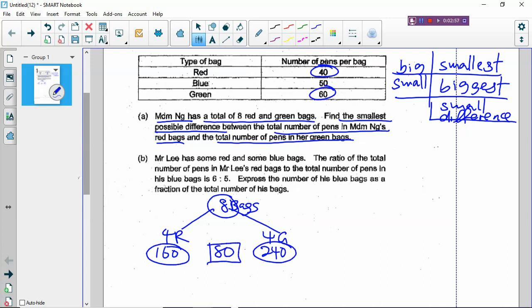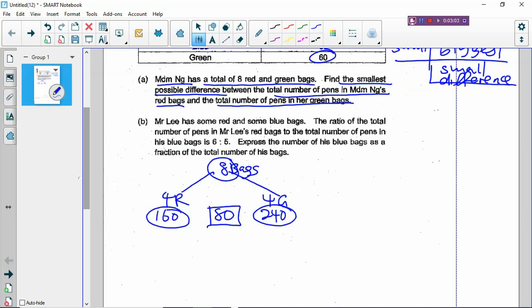Is that the smallest difference? We are not sure, so we have to continue to do a second guess. We're going to increase the red bags. Why do we increase the red bags? Because the red bag has a smaller number of pens, lesser red pens than the green pens. So we will try to increase the red bags a little bit more. So you have 5 red, and of course there'll be 3 green bags.